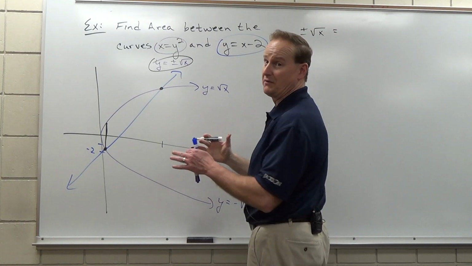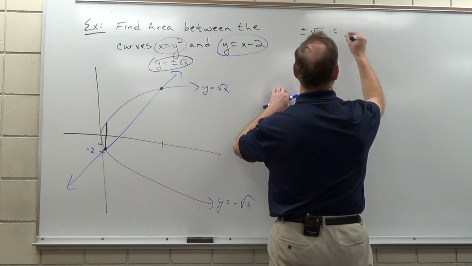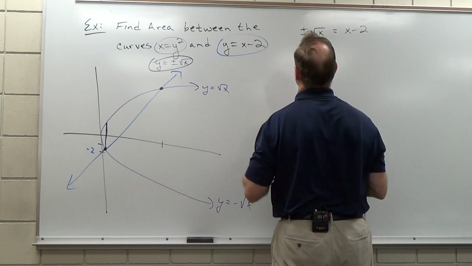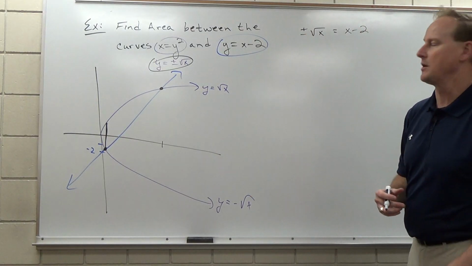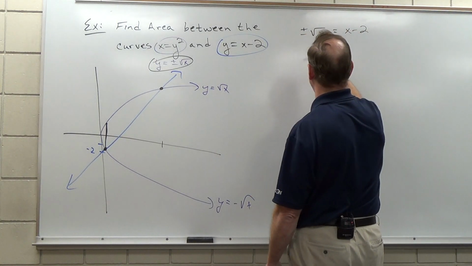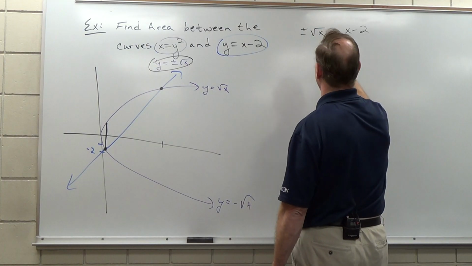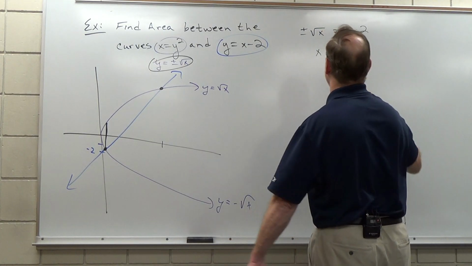And now I could have two different equations, right? But anyway, this equals x minus 2. So one thing we could do to solve this is square both sides, right? And if I square the left side, I'm just going to get x, right? Whether it's positive or negative, that'll square out.